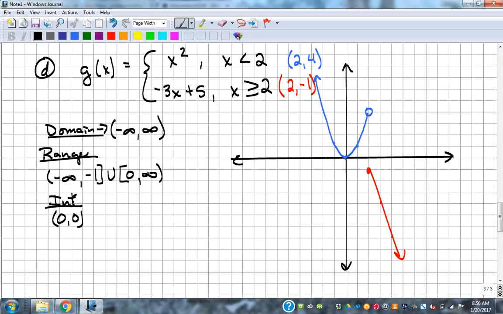Symmetry? No. Not symmetric at all. Absolute max or min? No. This tells me it's going up forever. This tells me it's going down forever. So no absolute max, no absolute min on that either. Didn't you say there's a local minimum? There is a local, but not an absolute. So if we're looking at the whole picture, no absolutes on this one.